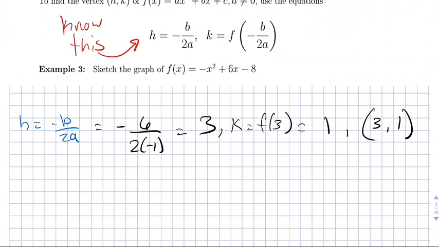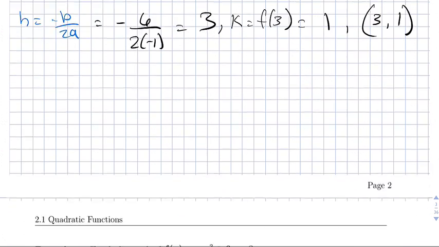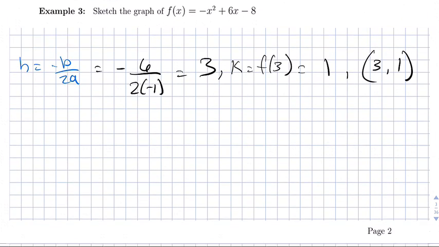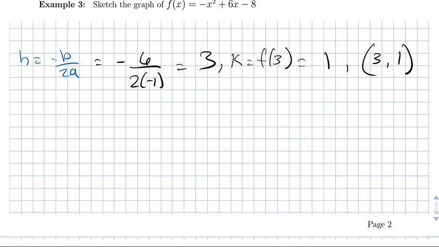So we have the vertex, and we have our axis of symmetry, x equals 3. We said the parabola opens downward, over 3 and up 1. So I'll do a graph like this.